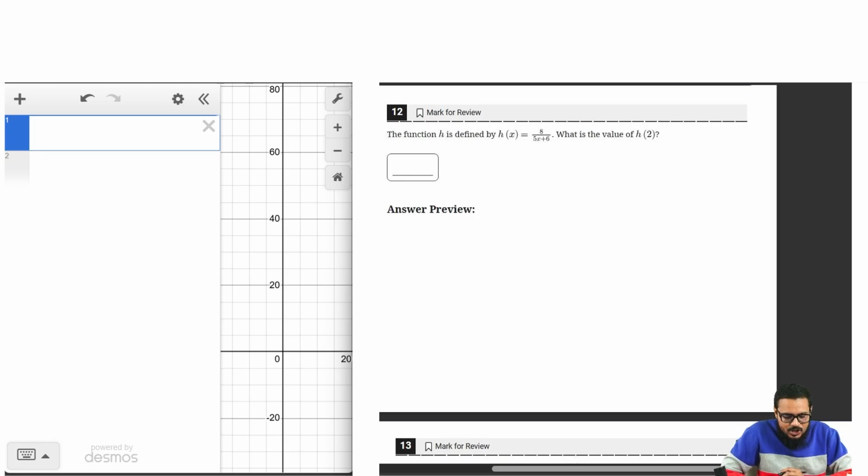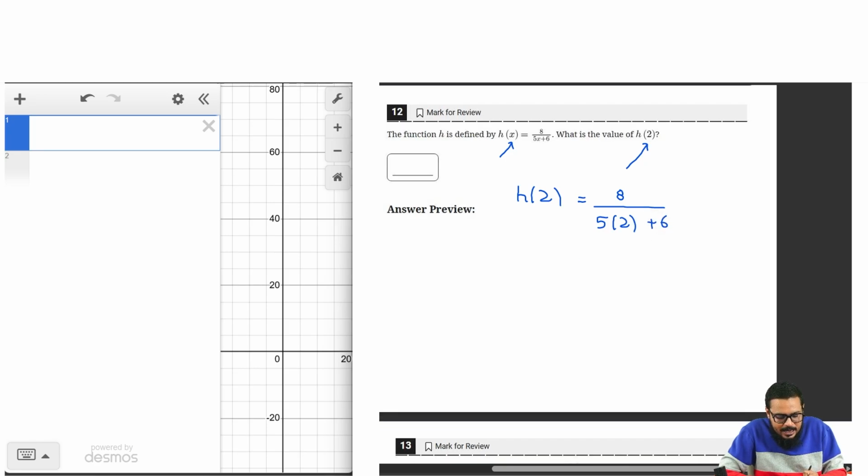The function h is defined by h of x is equal to 8 divided by 5x plus 6. And we are looking to find out h of 2. Since this was x inside the parentheses and now it's 2, it means I would have to substitute x as 2. So how am I going to find the value of h of 2? That's a pretty simple question. 8 divided by, I'm going to put x as 2, so 5 times 2 plus 6.